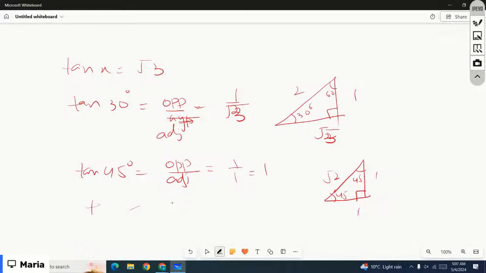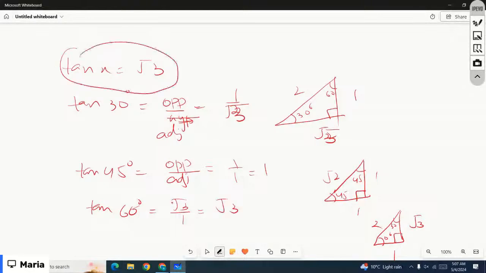Now we have to calculate tan 60 degrees. So make that other triangle, which is 60, 30 and 90. That is square root 3, that is 2 and that is 1. So tan 60 is square root 3 over 1, that equals square root 3. So tan x equals square root 3 means x equals 60 degrees. So the correct option is x equals 60 degrees, right?